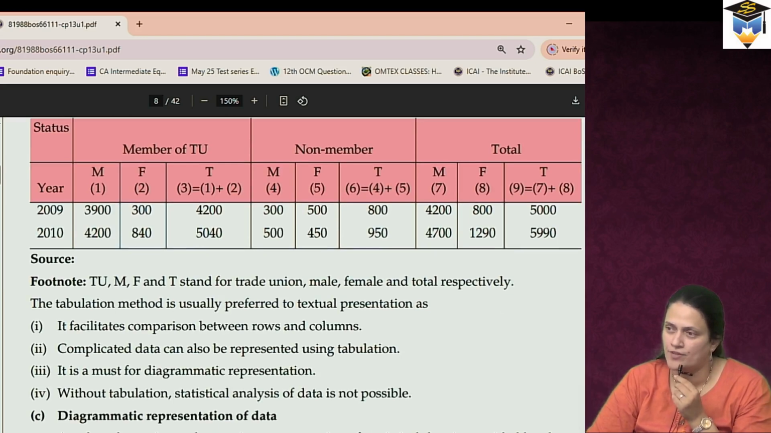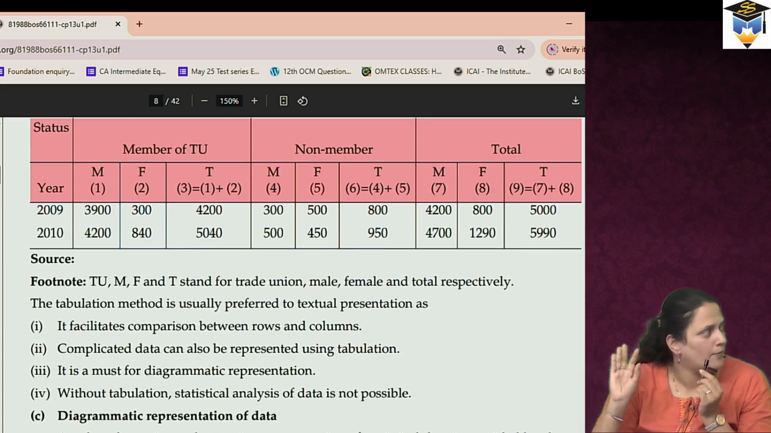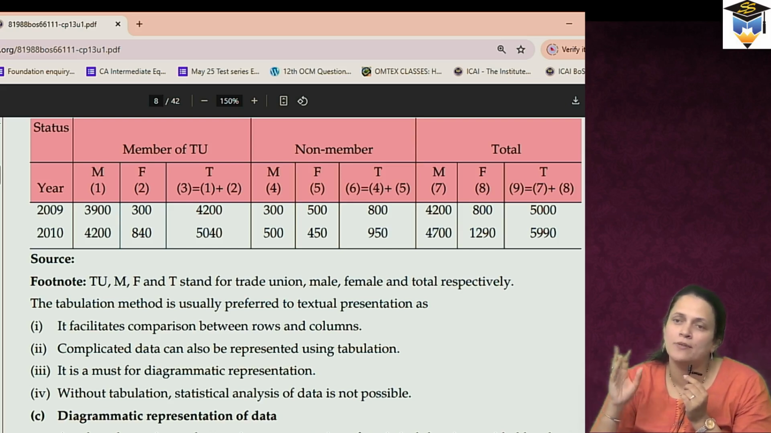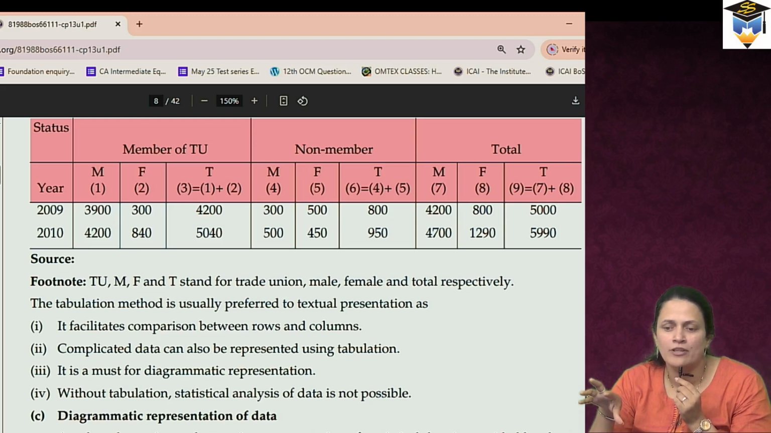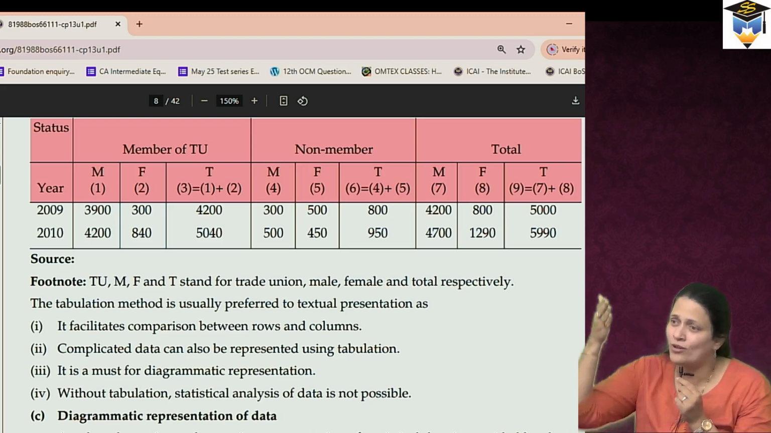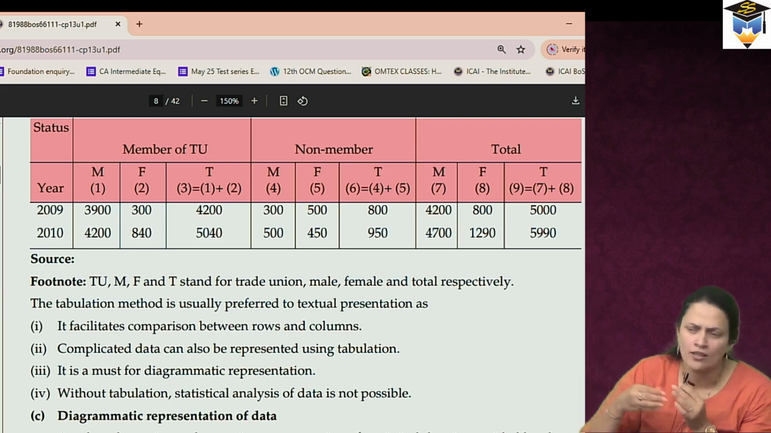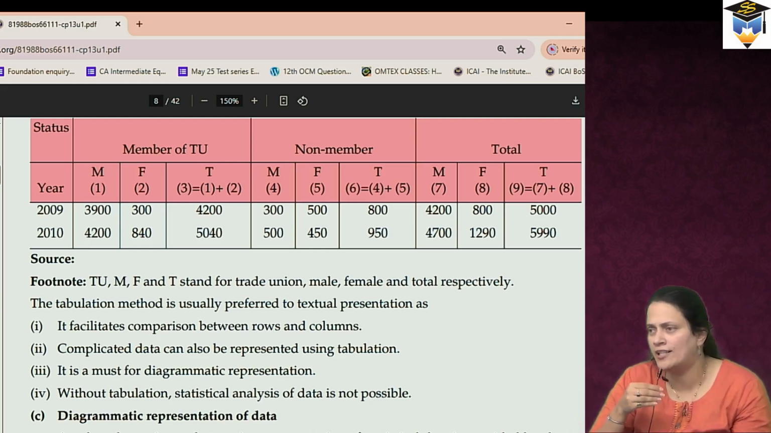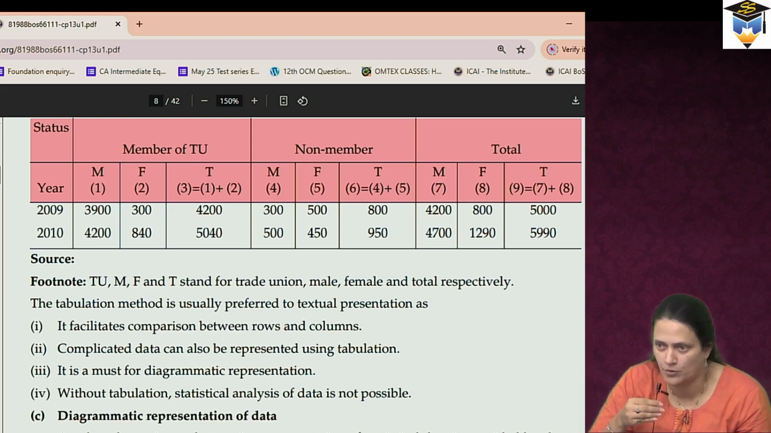This is a table. So now by just looking at the table, can you tell me what is this table about? Or what information is the table giving me? It is telling me information about a member of a TU or a non-member. How many males, how many females, and what is the total number. So just by looking at the table, instead of me explaining each and everything, you will understand what the table is about.